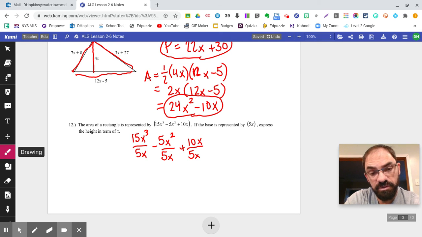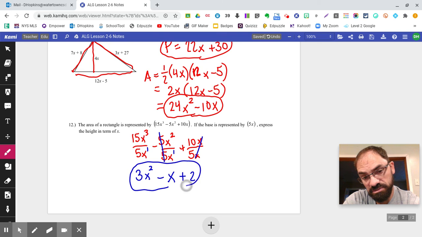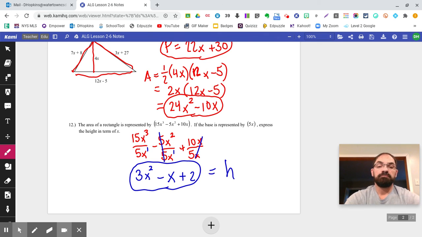Okay, so 15 divided by 5 is 3. 3 minus 1 is x squared. 5's cancel. 2 minus 1 is just x. 10 divided by 5 is 2, and the x's cancel. So this is the height. That way base times height would give me back the area.